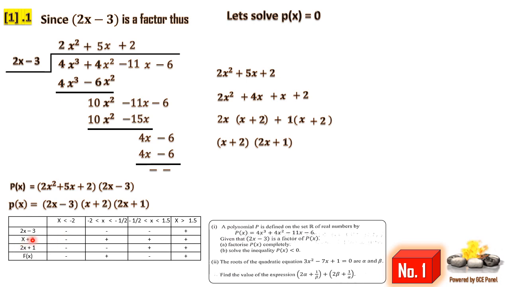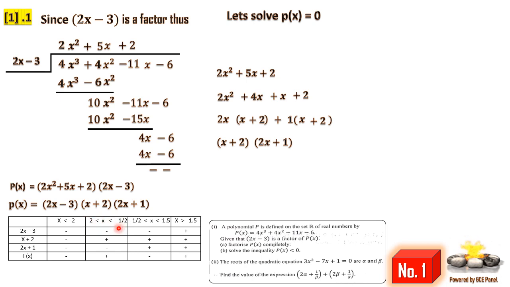Negative 3 plus 2 is negative 1, which is negative. 2 times negative 3, negative 6 plus 1, negative 5, is negative. And how do we get our f of x here? We multiply all of this. So f of x here will be equal to negative times negative times negative, which is negative.